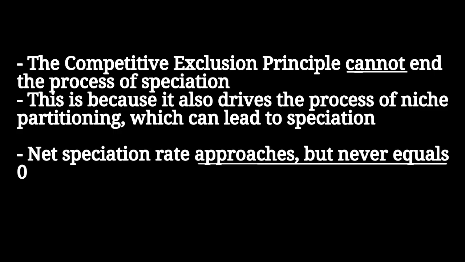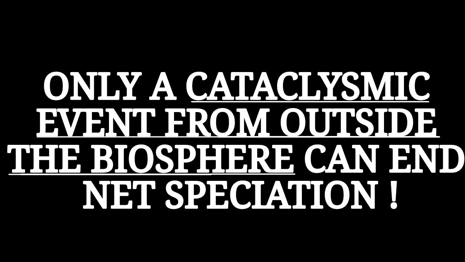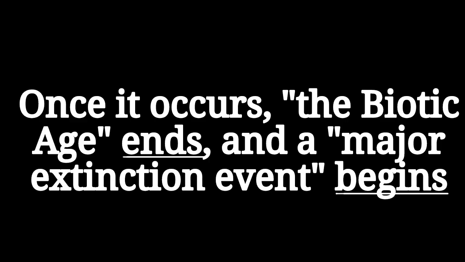As niches close up, net speciation can get closer to, but never equals zero. In practical terms, this means that the phase of slower net speciation can theoretically last forever. It only ends if a catastrophe occurs from outside the biosphere. Once it does, however, net speciation abruptly ends. Niches left vacant just before the start of the cataclysm close up permanently. This marks the end of the Biotic Age and the start of a major extinction event.